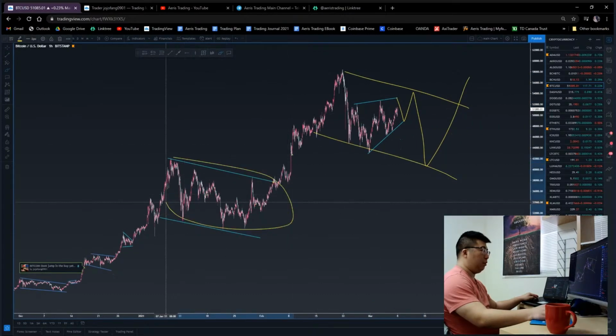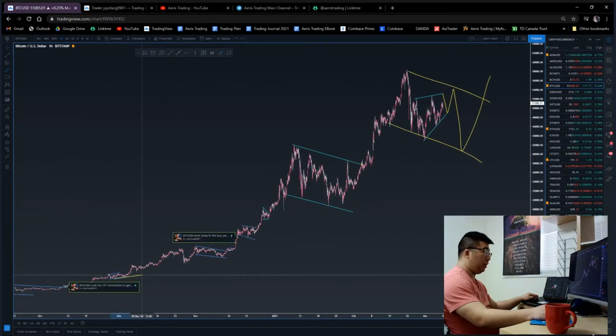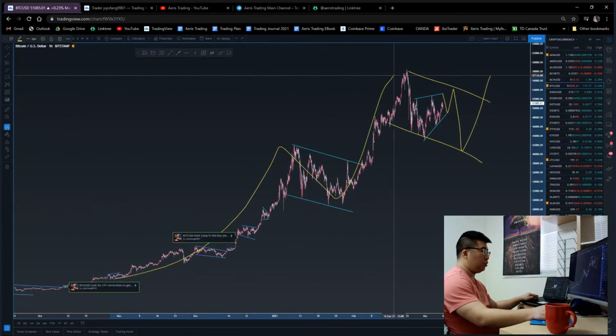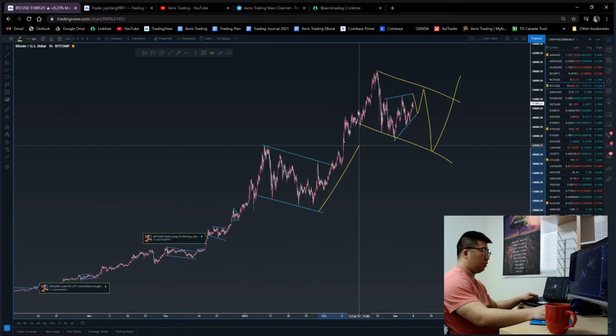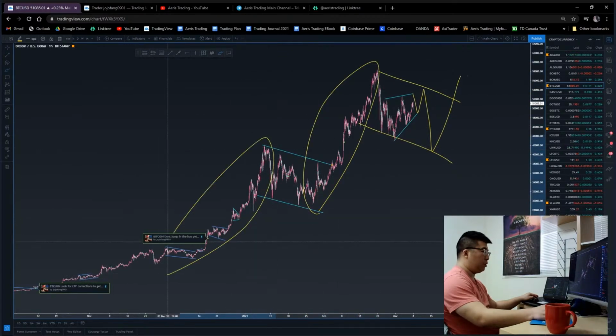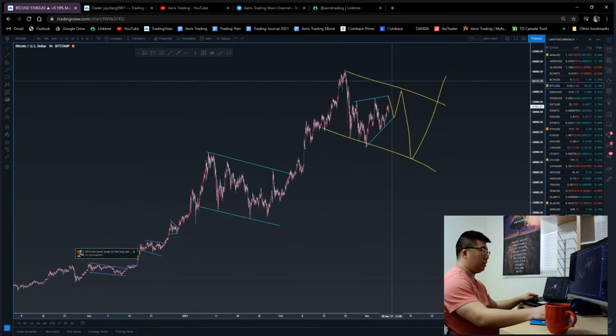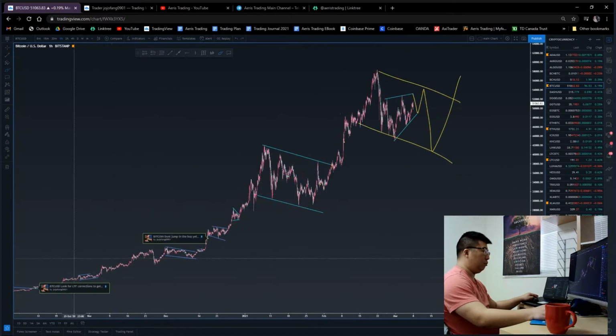This is what Bitcoin has been doing: just a massive bullish push, but naturally price has to correct after it moves up so much, right? This is how the price moves. You can't just expect the price to go up in a straight line. It just doesn't make sense.